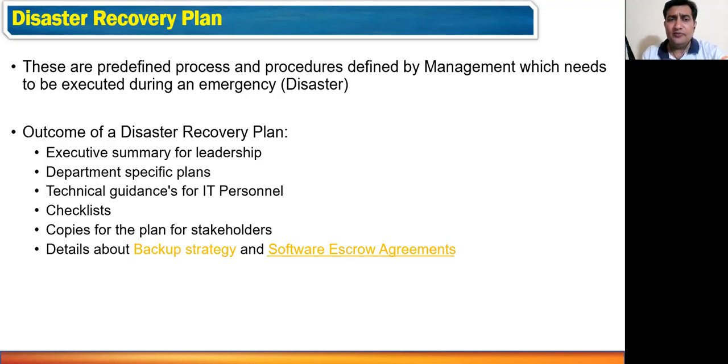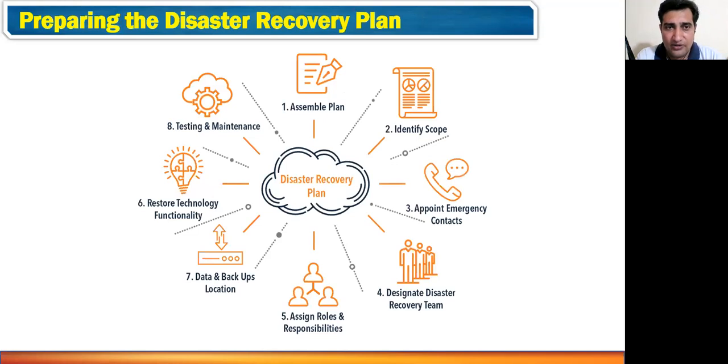Then copies of the plan for stakeholders. All different stakeholders may have one copy. We need to make sure that they have accessibility to it. And we have to make sure that a general plan is given to all, and maybe more specific plans are given to those people who are more closely associated with that. Right? So things like that will be there. This is how your disaster recovery plans look.